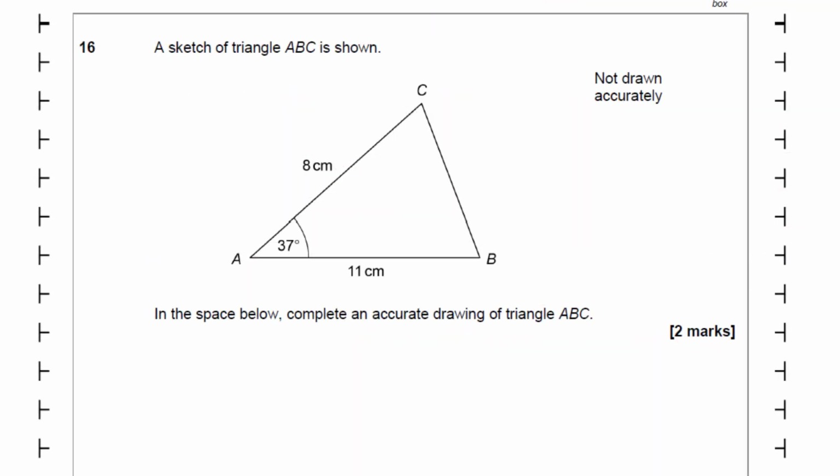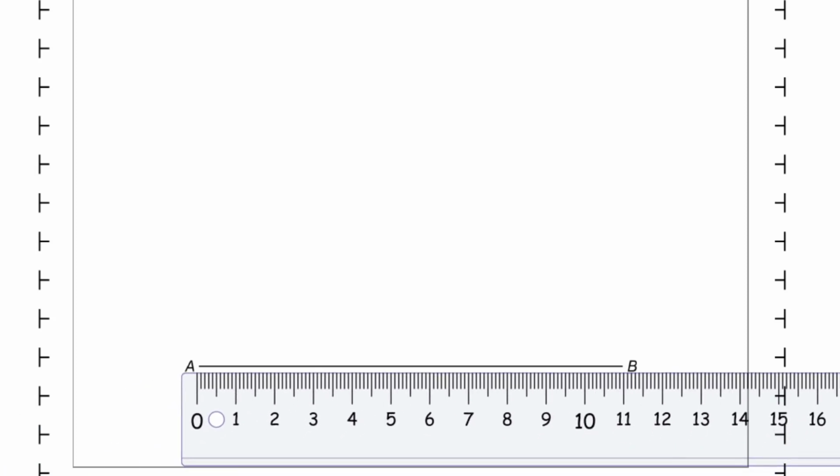Question 16. A sketch of triangle ABC is shown. And we can see a triangle here. There's an angle marked at A, which is 37. We've got one side AB, which is 11, and another side AC, which is 8. And it says, in the space below, complete an accurate drawing of triangle ABC. Okay, and if we scroll down, we can see that AB has been drawn for us already. And if your school reprographics department has done a good job, that should already be 11 centimeters long.